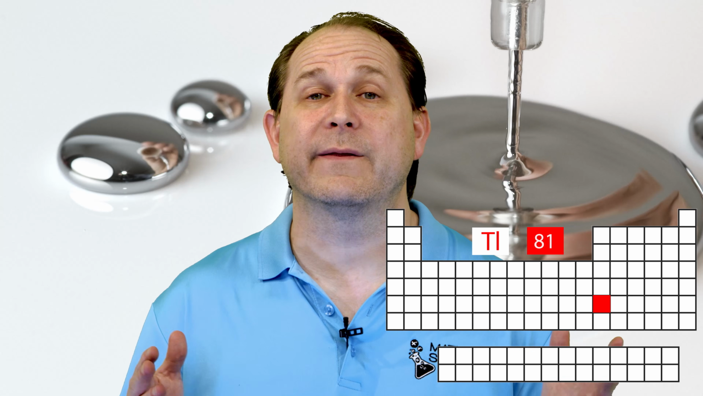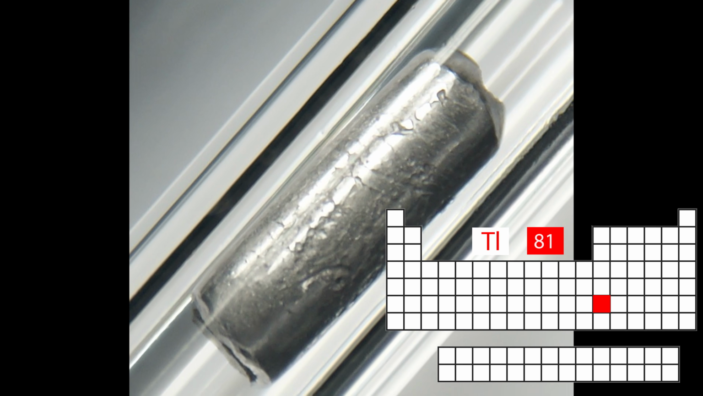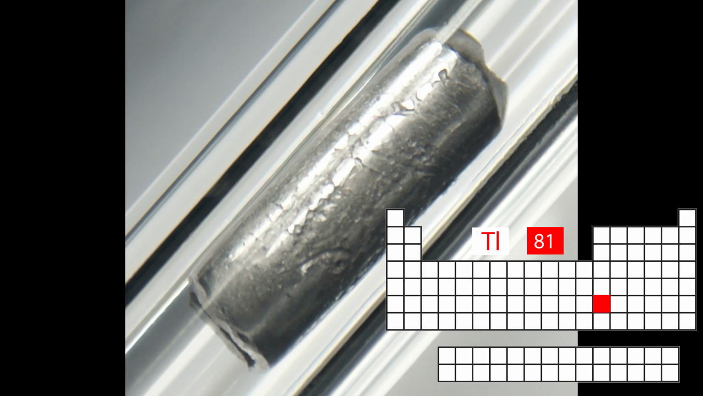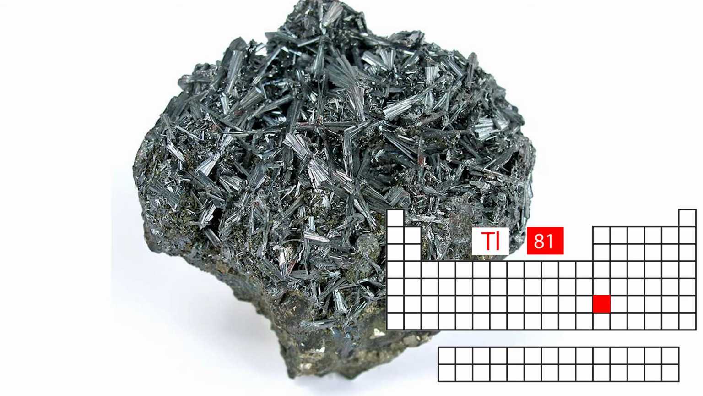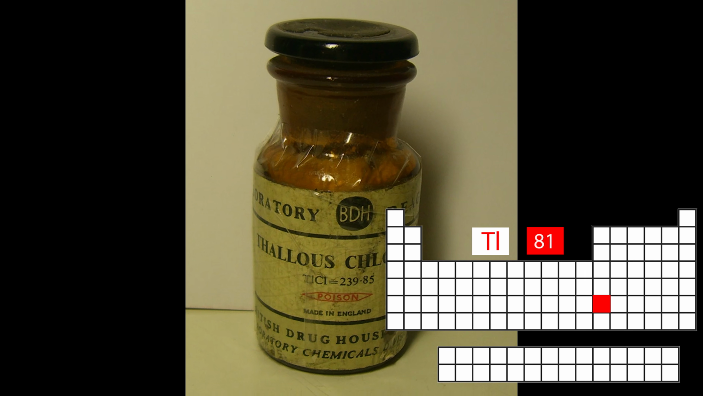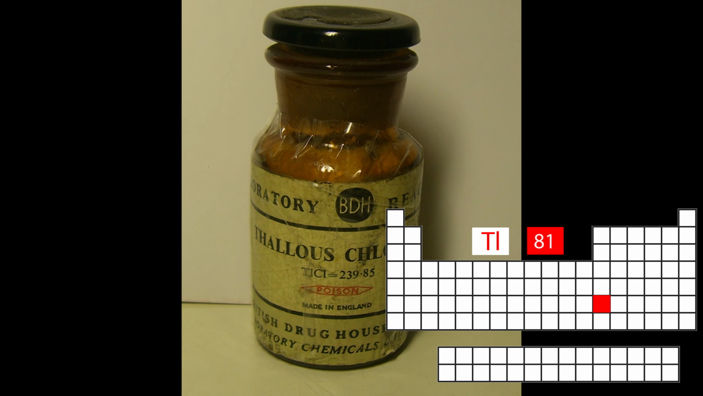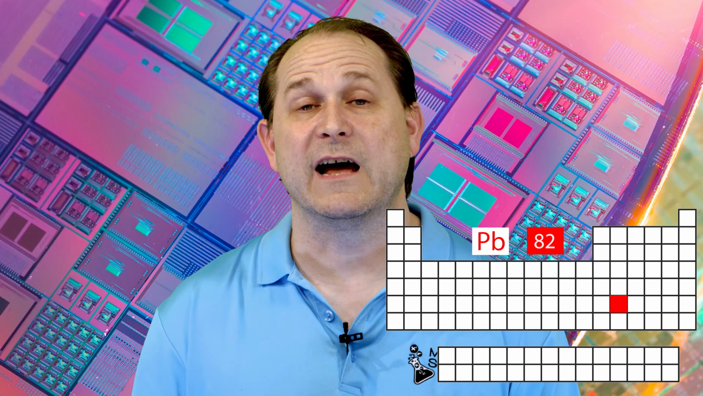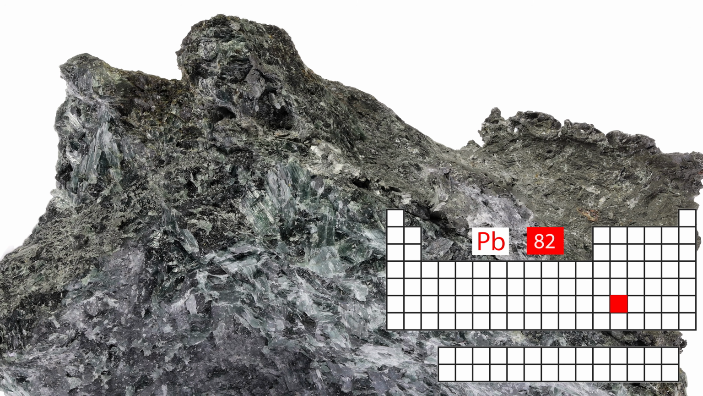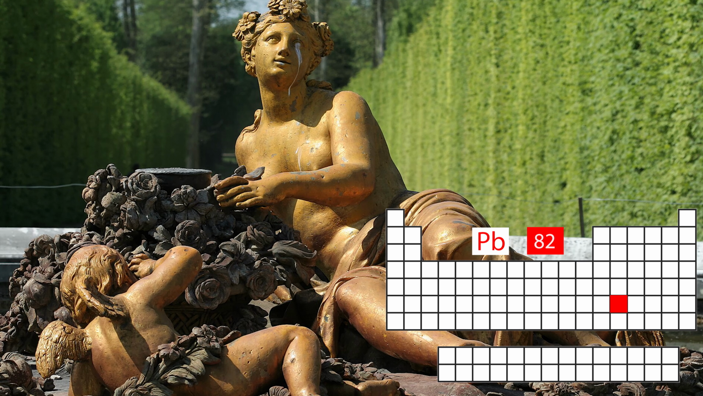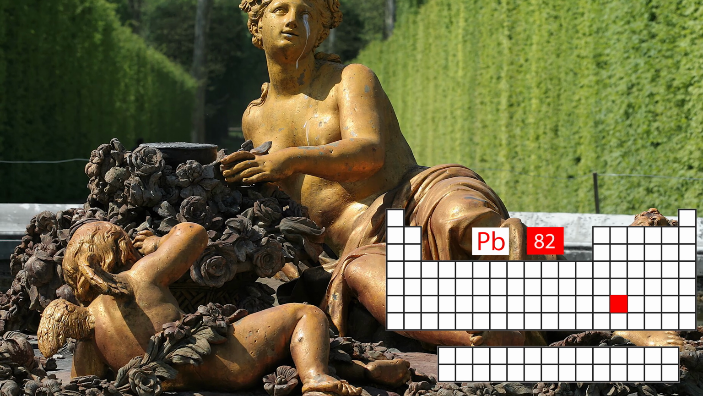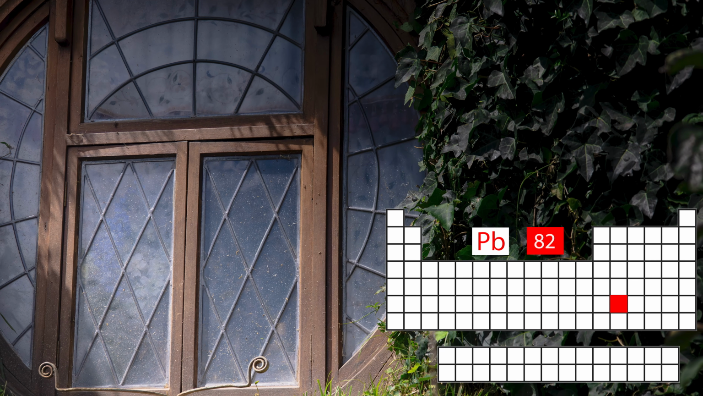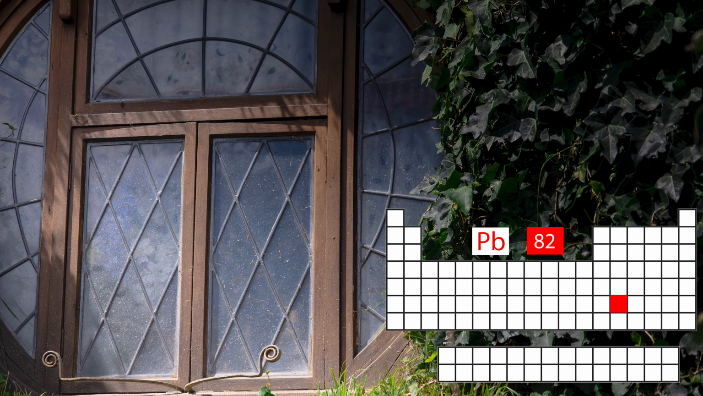Element 81 is called thallium, once used as rat poison and hair removal cream. Interesting fact is it's so toxic that it was dubbed the poisoner's poison because its symptoms resemble other common illnesses. Next up is element 82. It's called lead. Known since ancient times, but now known to be toxic. Historical fact is that the fall of the Roman Empire has been partially attributed to lead poisoning from their water pipes and their wine sweeteners.